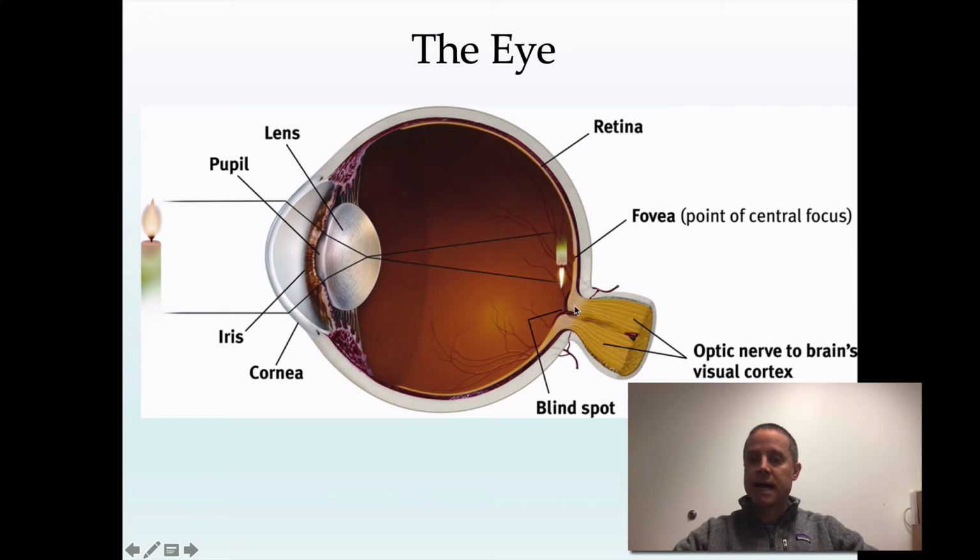So a couple things about this. We have a blind spot where the optic nerve leaves the eye. There are no rods and cones right there. So that's our blind spot. We did the activity in class, which demonstrated that.